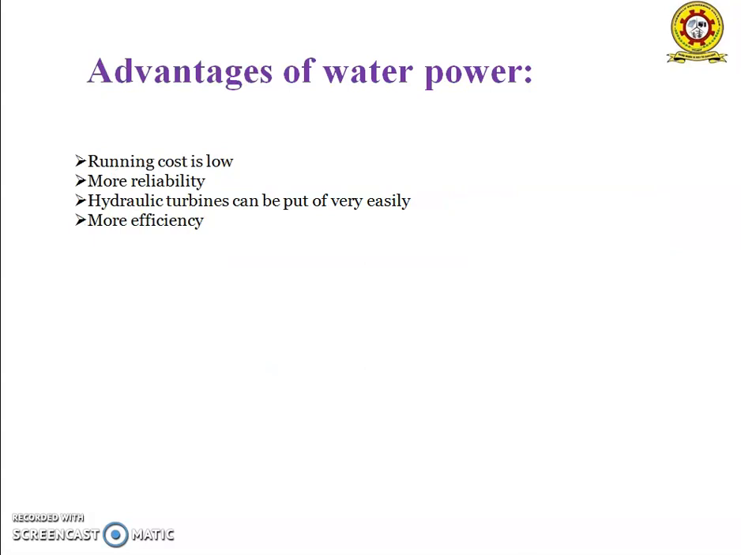Advantages of water power. Running cost is very low as compared to steam power plants or nuclear power plants of the same capacity, and it is more reliable than the other plants. The hydraulic turbines can be put into operation very easily, and it is more efficient when compared to other plants.